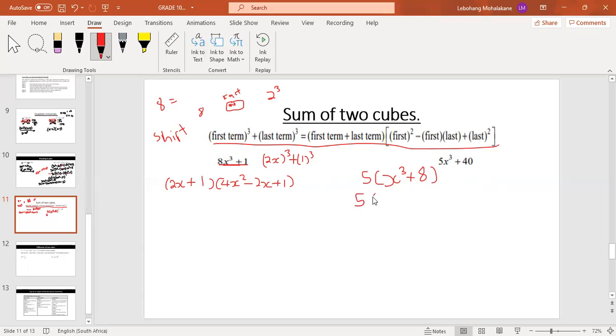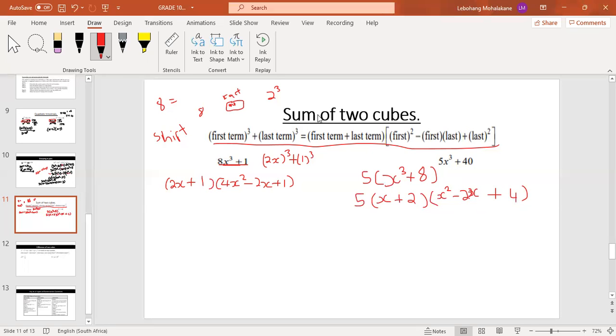So you're going to have the 5. Open up a bracket. Open up another one. Then a big one. So x, first term, plus 2, right? The cube root of 8 is 2. Then you have x squared minus first and last, 2x, then plus the last one squared, it is 4. That is your final answer.